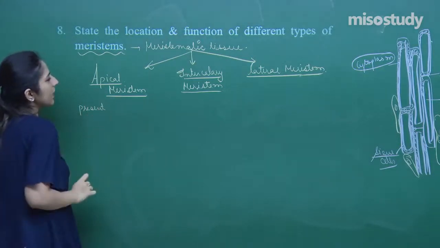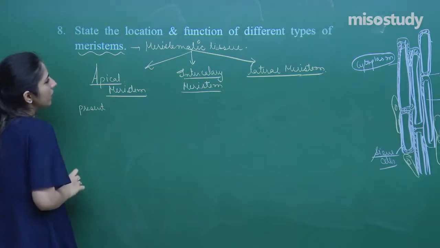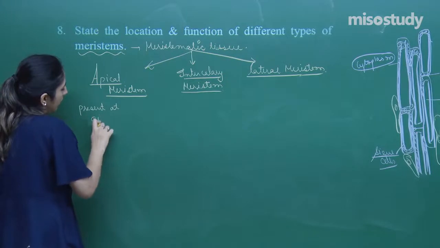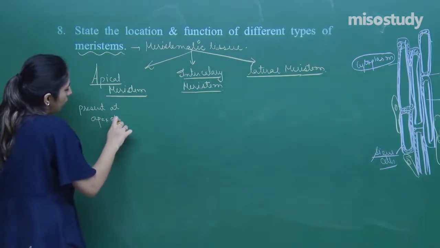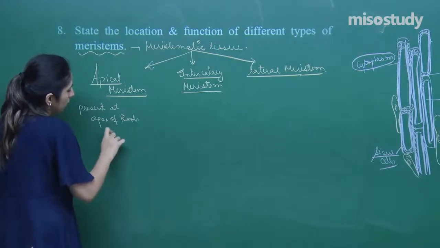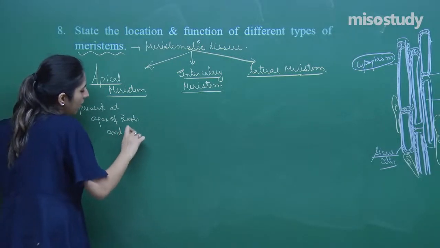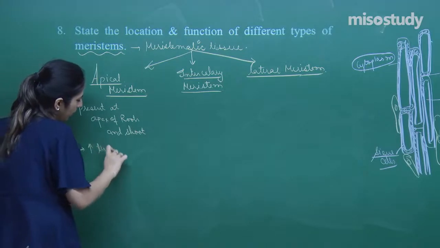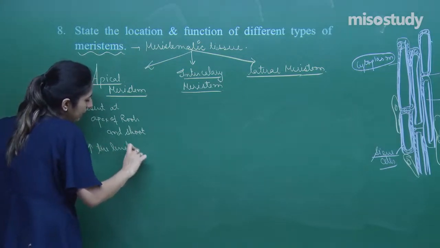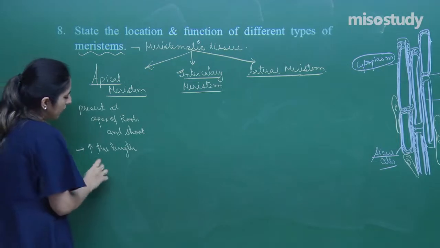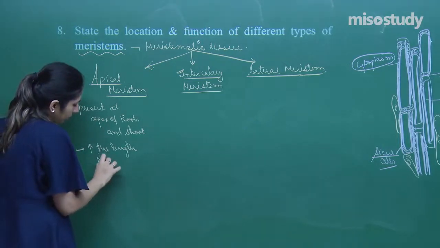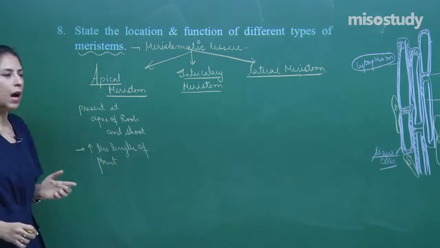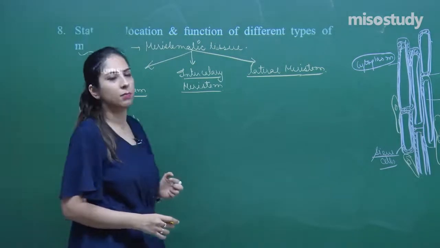I am not writing in detail, but hope you remember those sessions when I discussed the meristematic tissue. Present at the apex of roots and shoots, and they are responsible for increasing the length of the plant. Whenever these cells divide, the length of the plant is increased. That is the apical meristem.